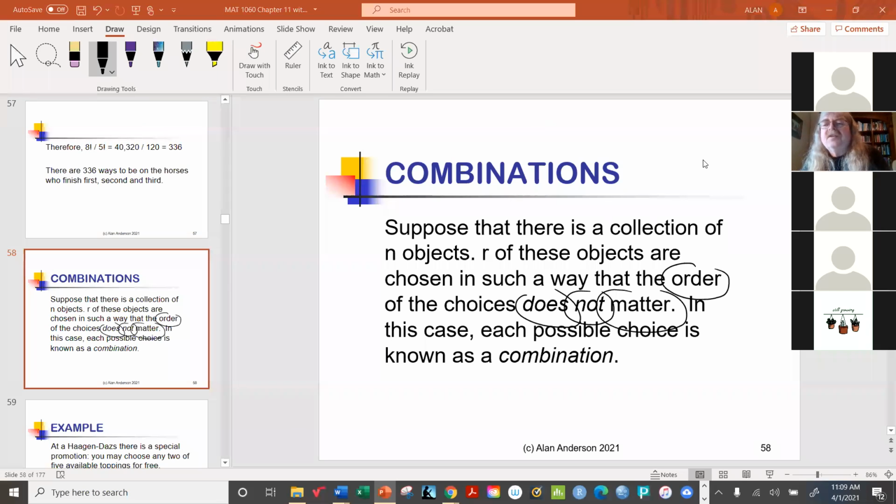So what happens when we choose objects in such a way that the order does not matter? Then they're no longer called permutations, they're called combinations. And there's many scenarios where we could end up with combinations instead of permutations. All right, so if there's selections where the order does matter, there can also be selections where the order does not matter.